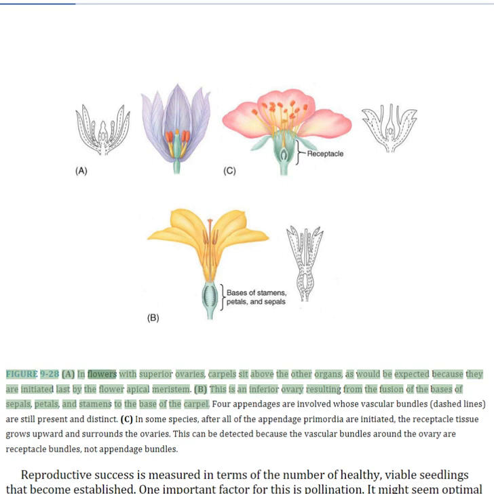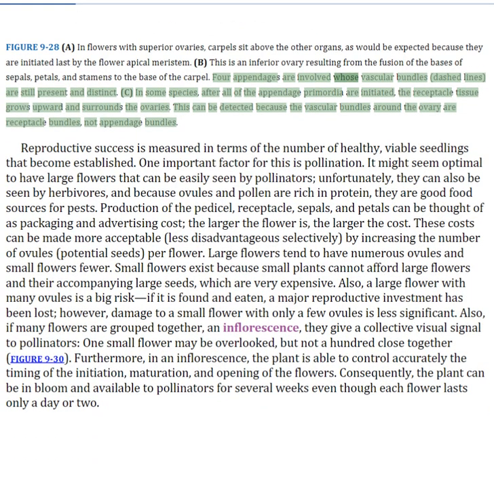Figure 928. In flowers with superior ovaries, carpels sit above the other organs, as would be expected because they are initiated last by the flower apical meristem. This is an inferior ovary resulting from the fusion of the bases of sepals, petals, and stamens to the base of the carpel. Four appendages are involved whose vascular bundles are still present and distinct. In some species, after all of the appendage primordia are initiated, the receptacle tissue grows upward and surrounds the ovaries. This can be detected because the vascular bundles around the ovary are receptacle bundles, not appendage bundles.